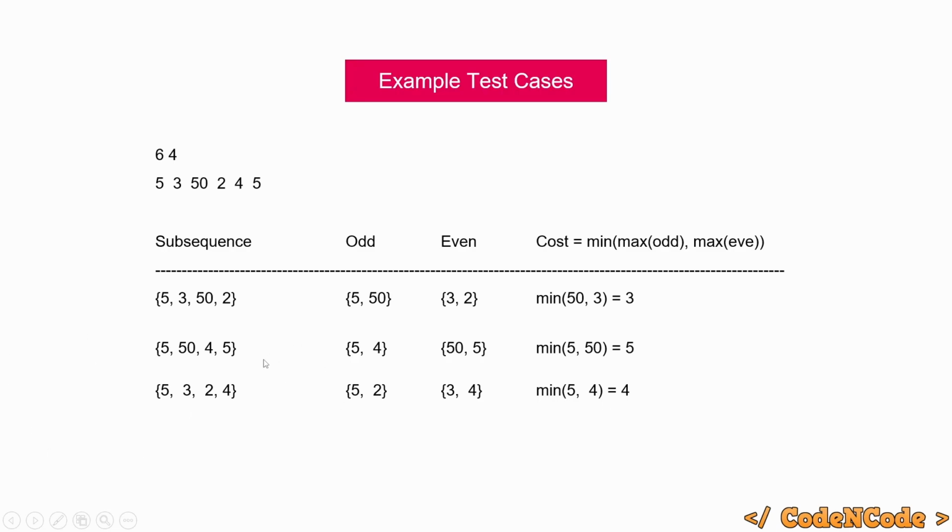So out of all of this, you can clearly see this subsequence has the least cost, which is 3. So you need to print 3. You don't have to actually print the subsequence. You only have to print the minimum cost, that is 3. So your output should be 3. Even though there are multiple examples, I have taken only 3 to explain what the problem wants you to solve.